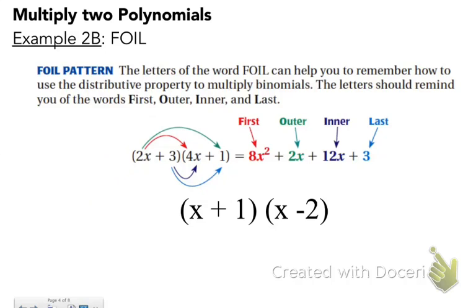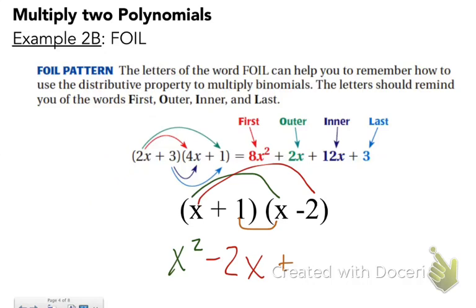So if we try that with the same one, x times x gives us x squared. That's first. Outer, x times negative 2 gives us minus 2x. Inner would be the positive 1 times the positive x, so that's plus x. And then last is 1 times negative 2, and that would be minus 2.